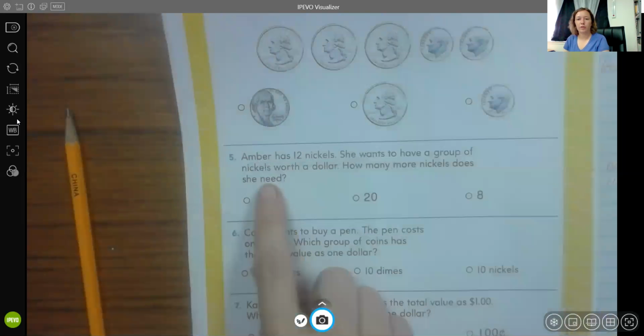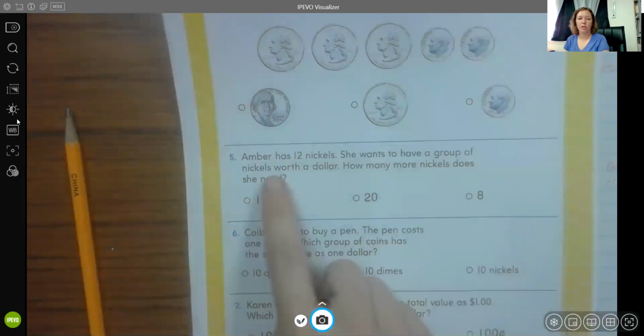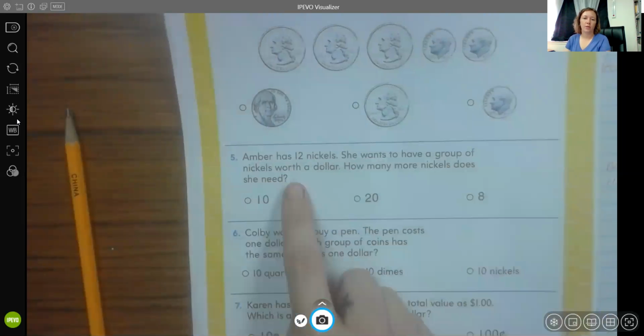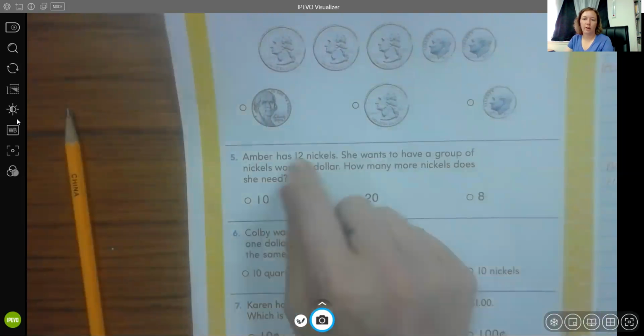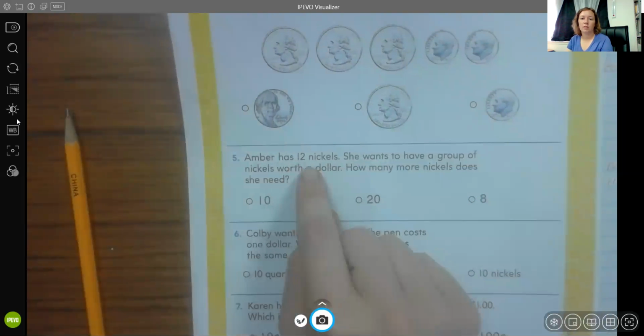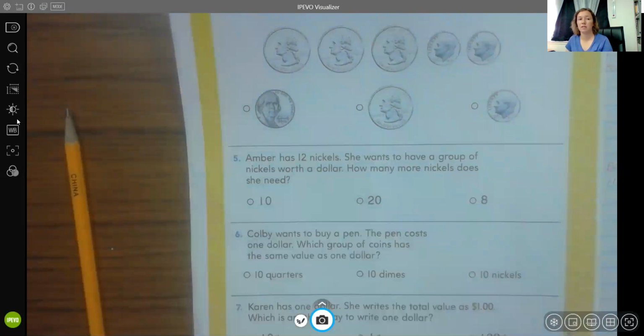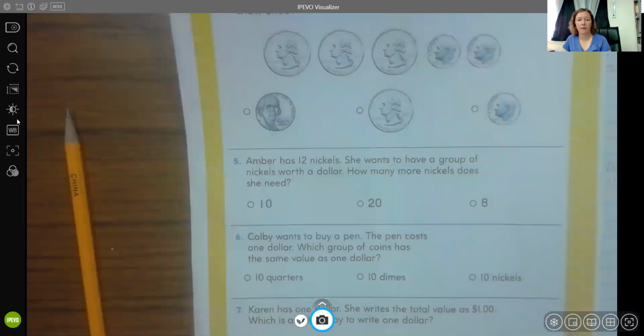Amber has 12 nickels. She wants to have a group of nickels worth $1. How many more nickels does she need? Okay, so first you need to figure out how much 12 nickels is. Then decide how many more nickels she needs to reach $1. And a nickel is worth 5 cents, not 1 cent. So keep that in mind. So will she need 10 more nickels? Will she need 20 more nickels? Or will she need 8 more nickels?